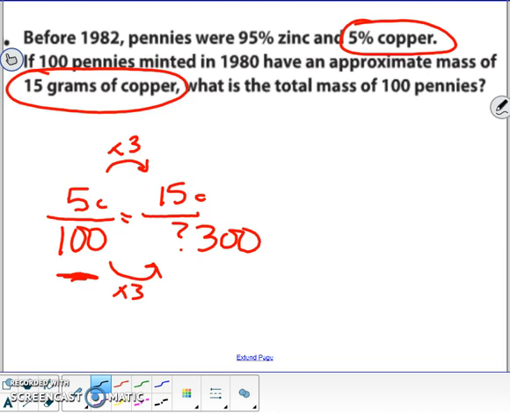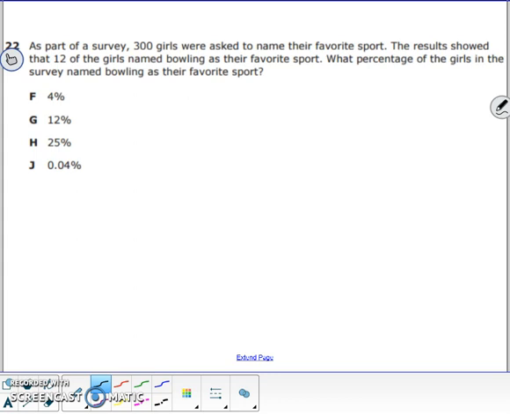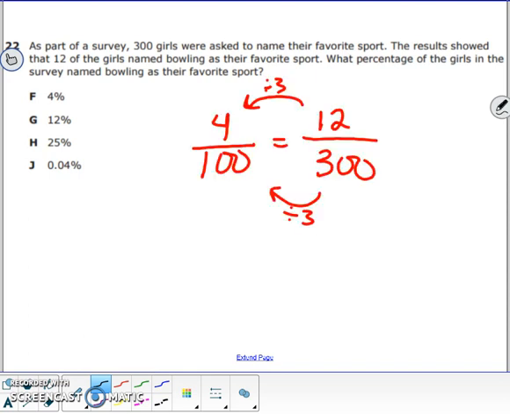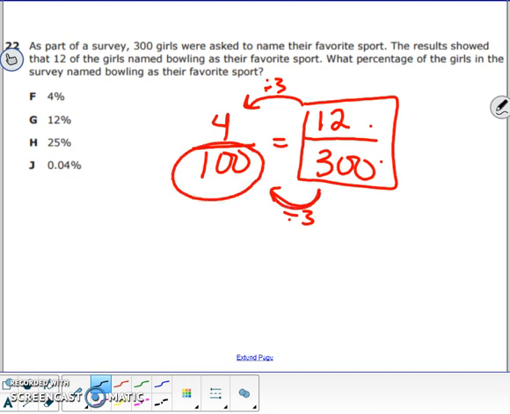Okay, what about this one? Pause the problem and see if you can figure it out. Okay, so I set up 12 out of 300. That is my part and my whole. And I knew it was going to be something out of 100. So 300 divided by 3 gets us to 100. 12 divided by 3 gets us to 4%.